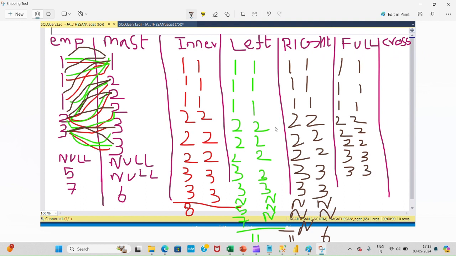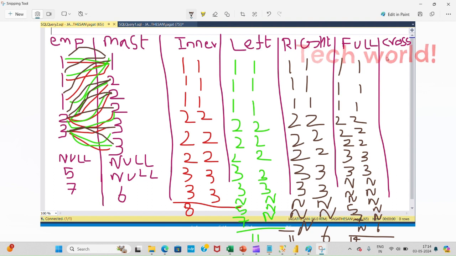Null we cannot compare, null is null. Again this null is not compared, so null, null, this null is independent and unknown. And 5, there is no match, null. 7, there is no match, null. 6, there is no match, null. And the total count is 1, 2, 3, 4, 5, 6, 7, 8, 9, 10, 11, 12, 13, 14. So 14.